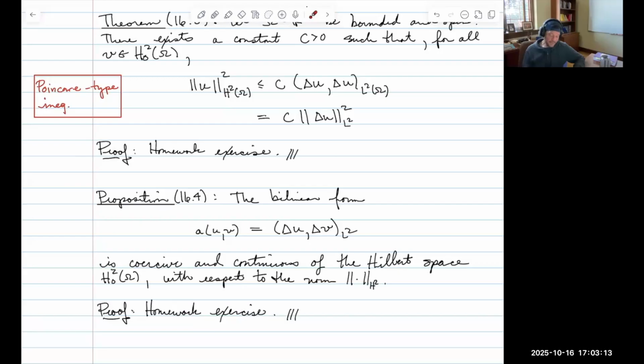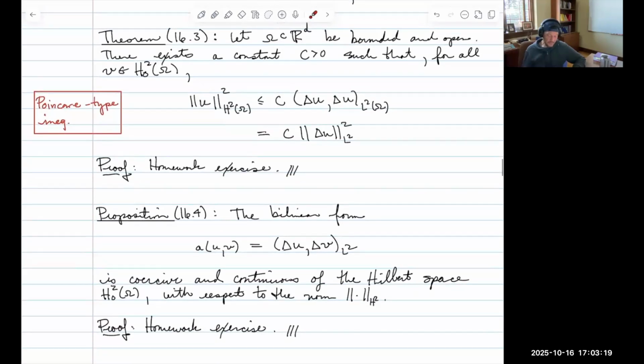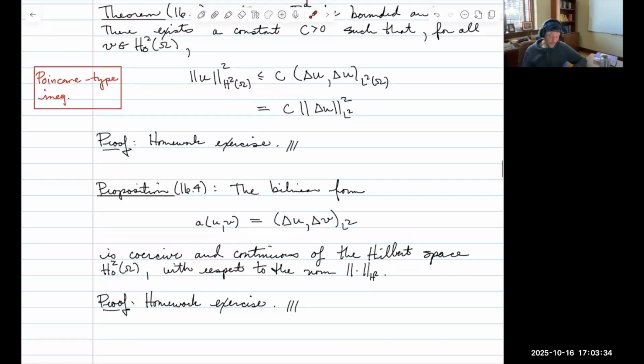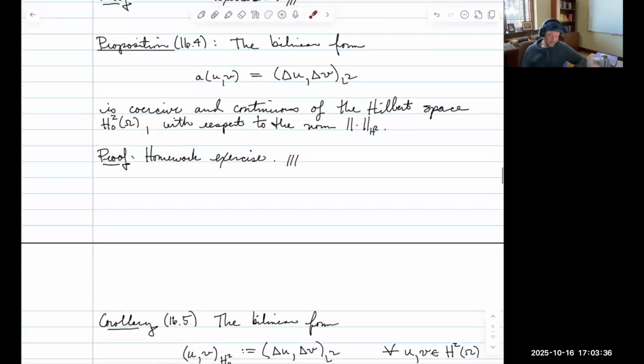You just apply the Cauchy-Schwarz inequality. So this homework exercise is nothing more than taking the result from the last theorem and using the Cauchy-Schwarz inequality, putting those two things together. Coercivity comes from that, and continuity comes from Cauchy-Schwarz. So it's actually an easy one. Okay, so the bilinear form is coercive and continuous.